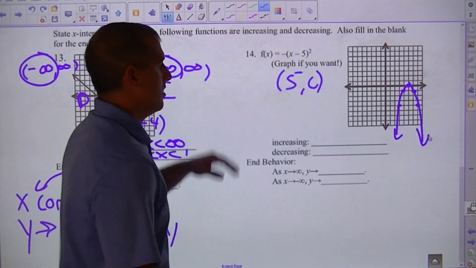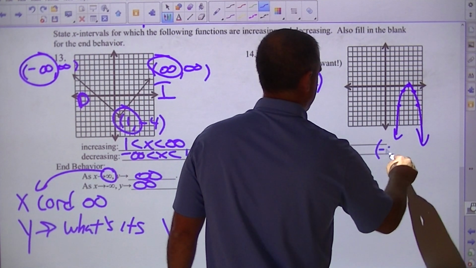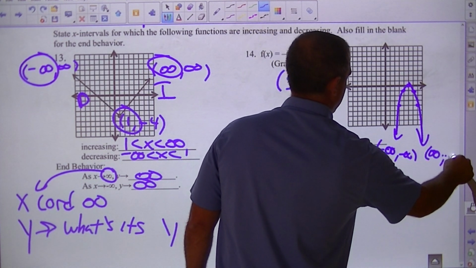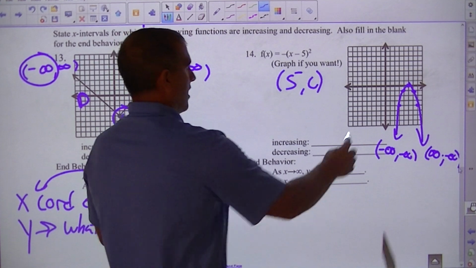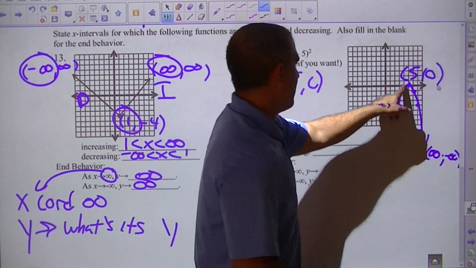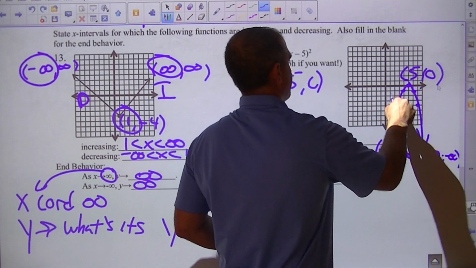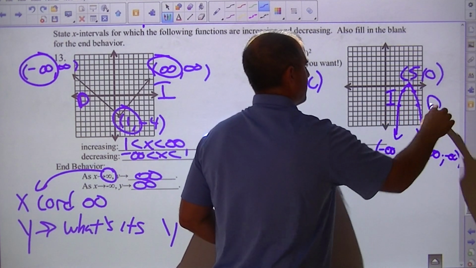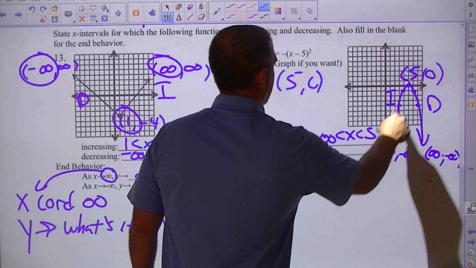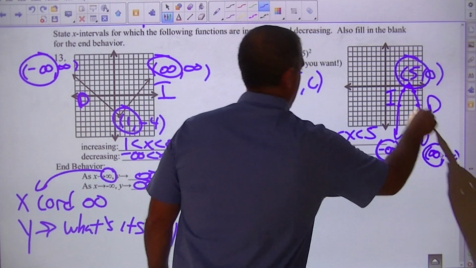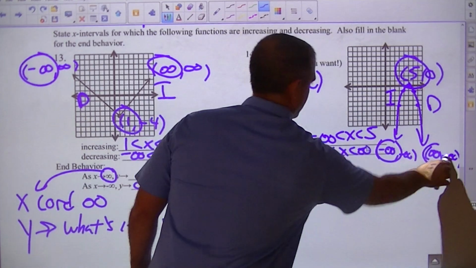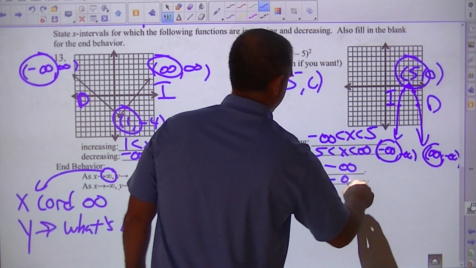Use the table. Okay? So when I label this one, this is -infinity, negative. Left going down. Right, that's positive with -infinity there. I label this as 5, 0. All right? So this is my increase. I'm going down that way, that's a decrease. So it's increasing from -infinity to 5, because I care about the x's only. And then it's decreasing from 5 to infinity. Both of these answers are -infinity.